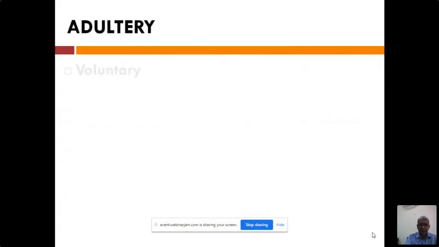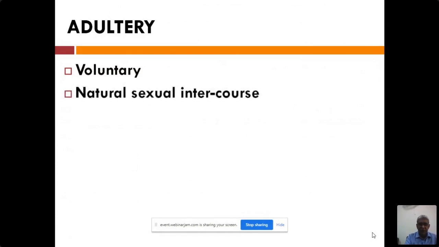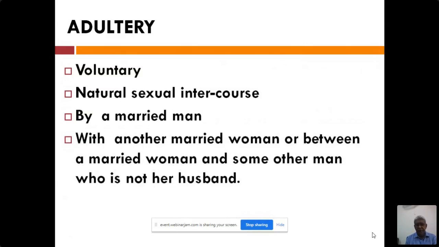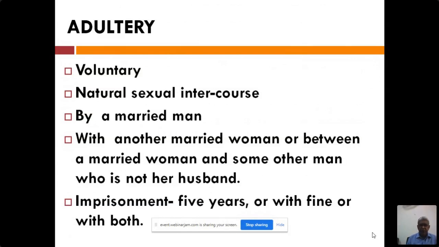Next is adultery. What is adultery? This is the voluntary sexual intercourse, which is a natural one, by a married man with another married woman or between a married woman and some other man who is not her husband. It means this is the natural sexual relationship between the male person and the female person, but they are not validly married to each other. They are married to other partners, but this is a consensual or voluntary sexual relationship. This is said to be adultery, and on proving the act of adultery, imprisonment up to 5 years with or without fine is implemented.